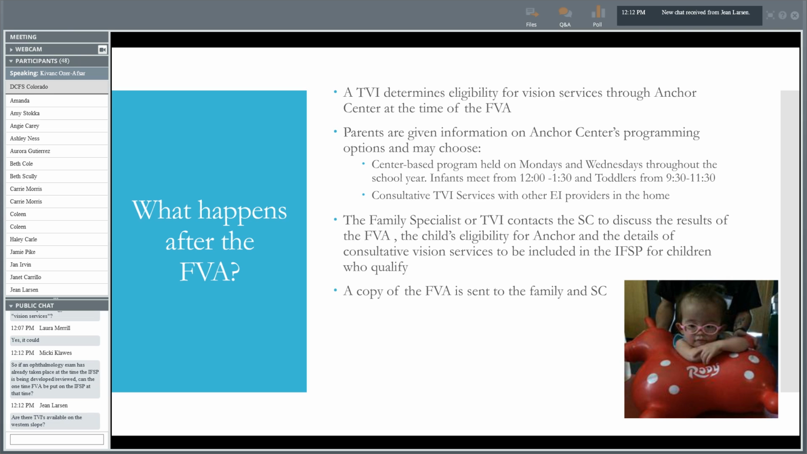Once the eligibility is determined by the functional vision assessment, then the TVI would contact the service coordinator. A copy of the functional vision assessment is sent to the service coordinator to let her know these are the needs for this child so that the vision goals can be added to the IFSP.